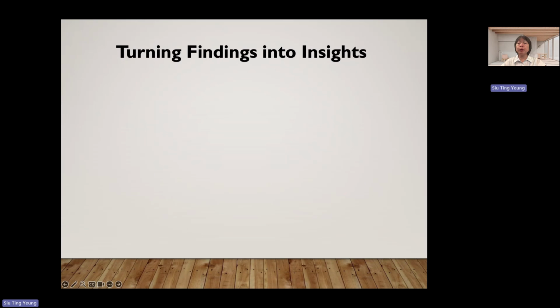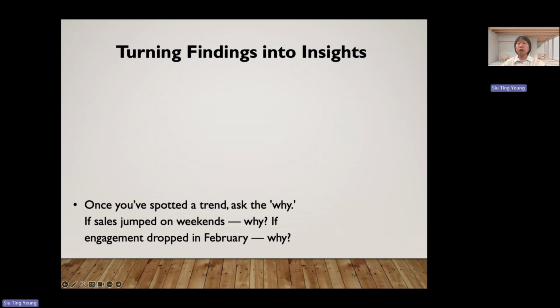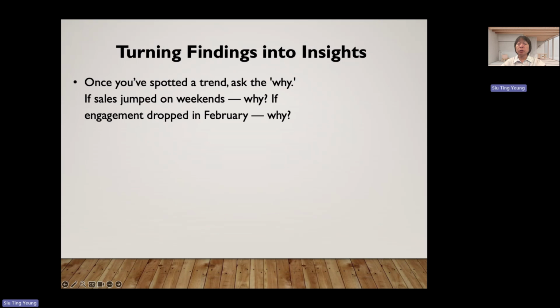Finally, now we have to turn our findings into insights. How to do that? Once you have spotted a trend on a chart, always ask the why question. For example, if sales drop on weekends, why? If engagement dropped in February, why? Then you could get an answer either from manual calculation or using AI tools such as ChatGPT or Google Gemini. By way of this, it helps you to get an insight from the data.